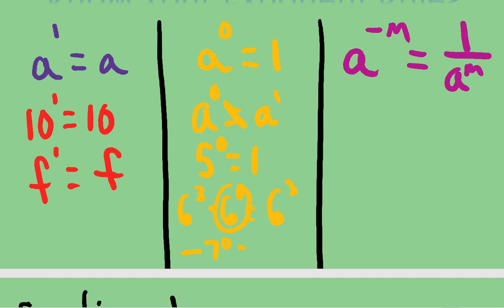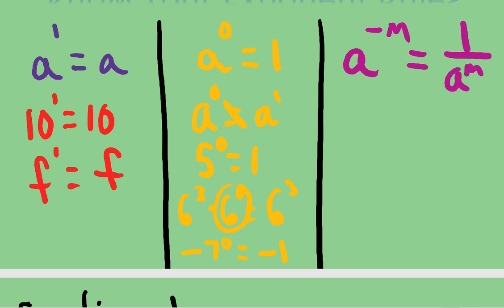-7 to the 0 power. This negative makes the whole power negative, so that's like saying -1 times 7 to the 0 power, which is 1. The exponent is only talking to what it touches. That exponent is touching the 7. It's not touching the negative sign.